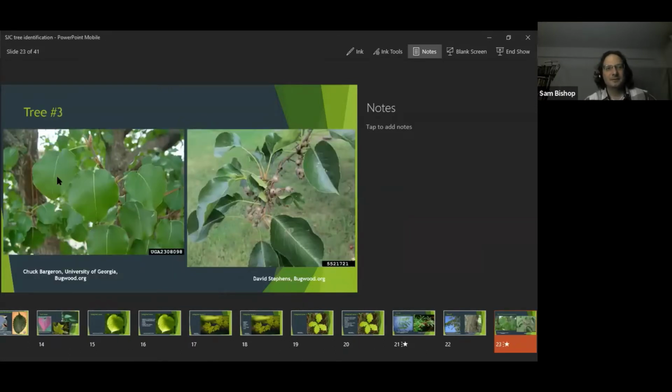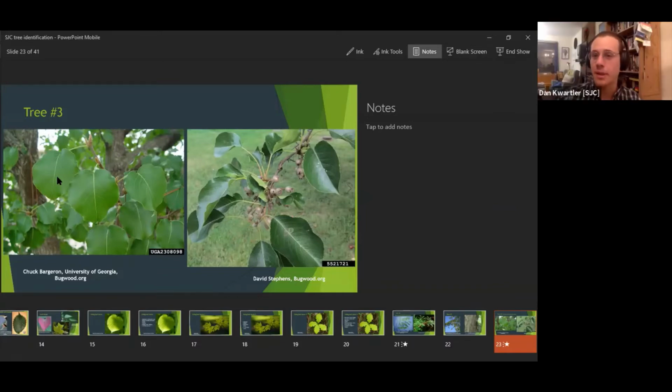All right, so tree number 3. Try this one on your keys. This is a pretty common one. Actually, this is a very common urban street tree, so this is a good one to know. Can confirm there's at least 7 on my block.